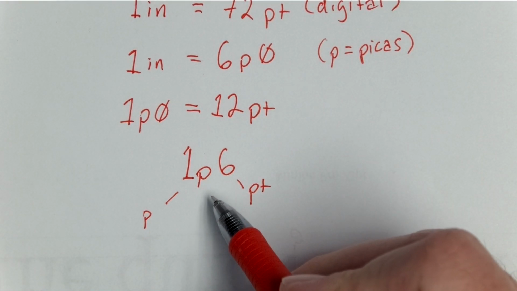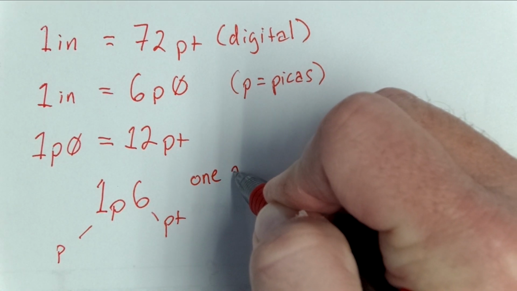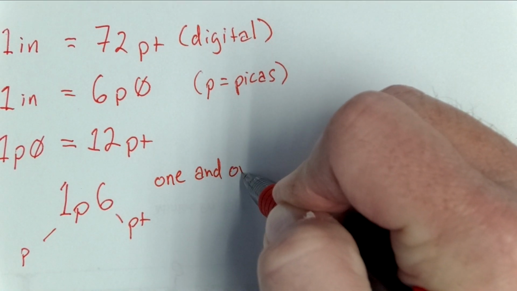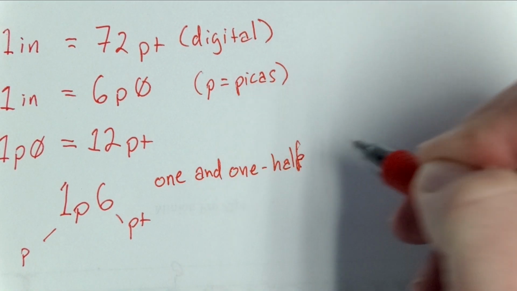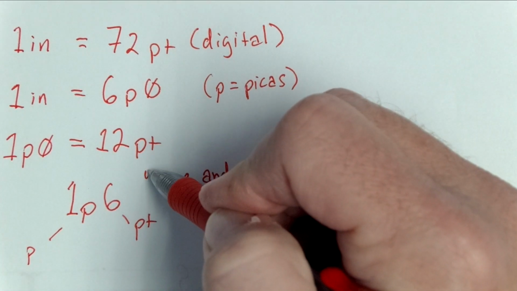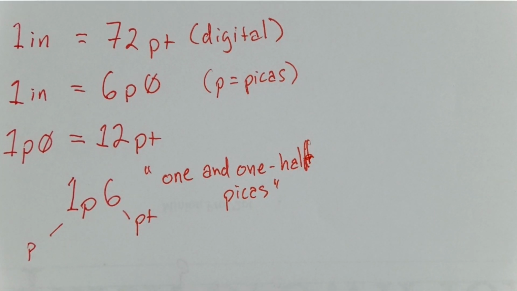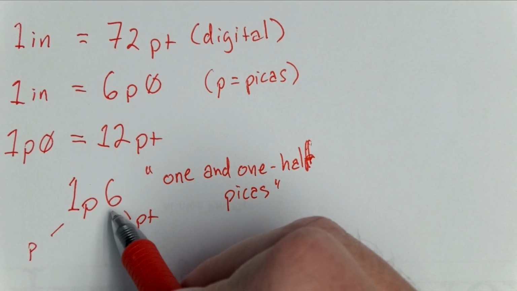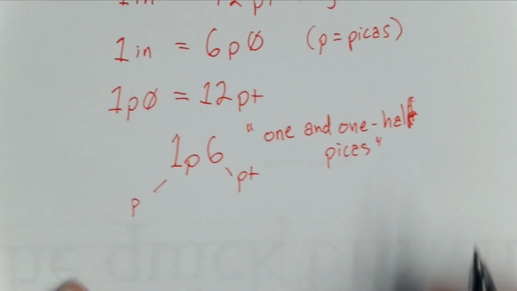This is one, you would say this as 1 and 1/2 picas. Whoop, if I can spell half, picas. That's what you would say. That's supposed to be an F. You got the idea. 1 and 1/2 picas. But notice, realistically, what you would really say is it's 1 pica, 6 points. Right? That's the traditional way of saying it.